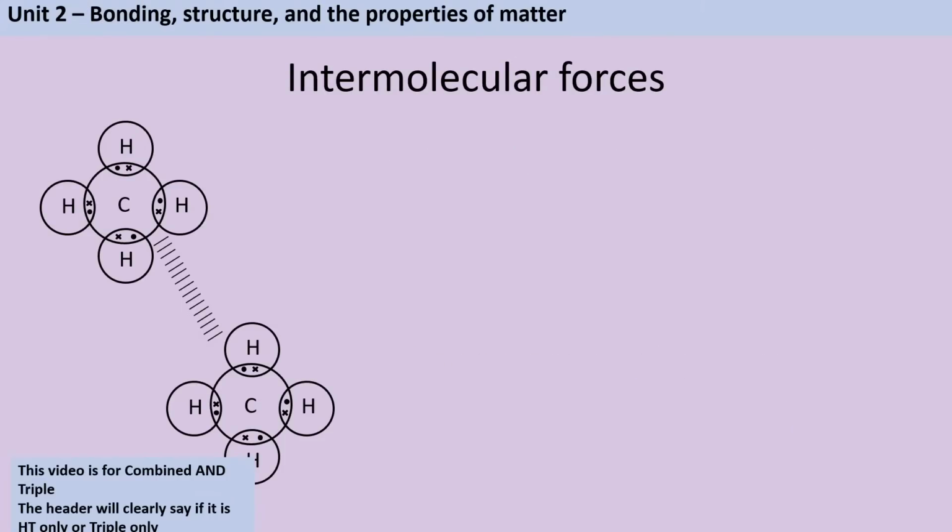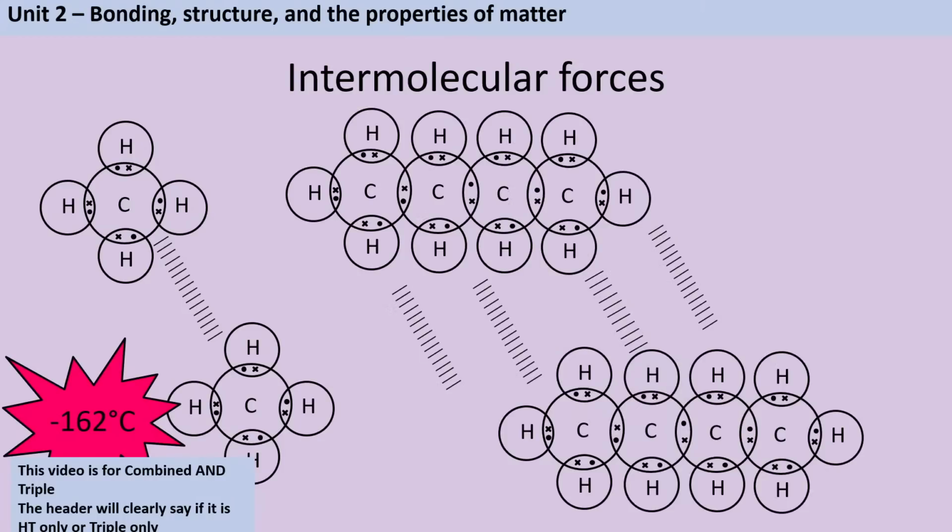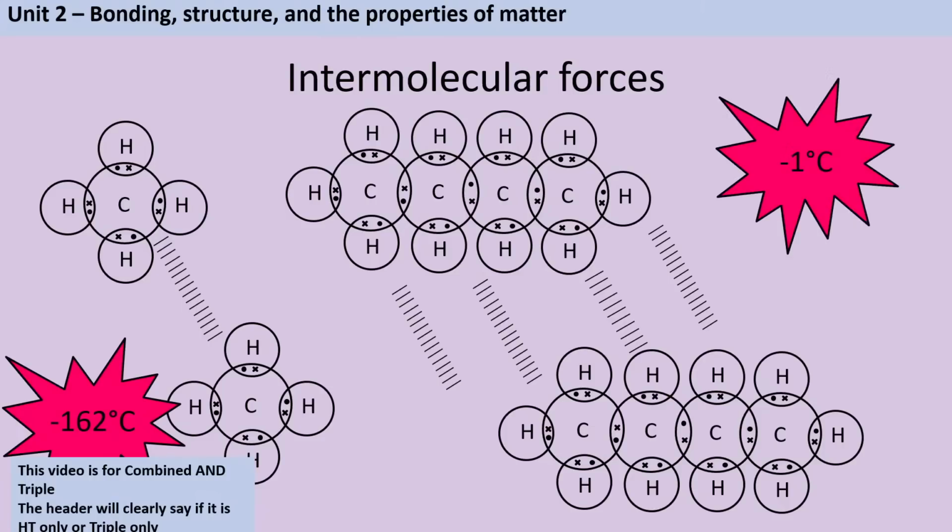Okay, so these weak intermolecular forces that we just mentioned, the size of them is directly related to the size of the molecule. So methane has a boiling point of about -162 degrees C, whereas this is butane, which is very similar but bigger. And because it's bigger, it has slightly stronger intermolecular forces. And so that doesn't boil until -1.